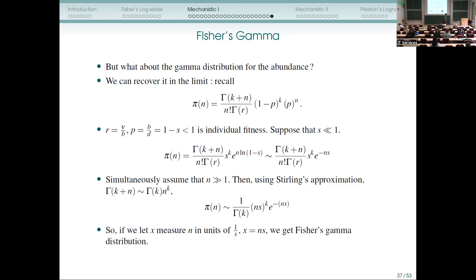If I assume that the abundances are large, then I can use this approximation to get rid of these gammas. Awful, this should both be a K. The ratio of these two is approximately n to the k. And when I make that approximation, I get exactly the form of a gamma distribution.